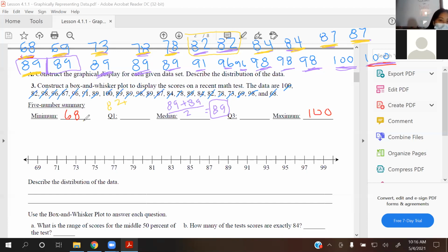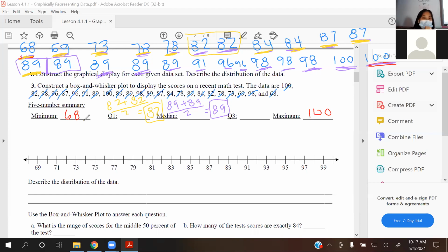82 plus 82 divided by 2, and then you get 82. Sometimes they'll be different, but since 82 and 82 are the same number, when you add them together and divide by 2, you're just gonna get the same number again. Sometimes they'll be different numbers, but this time it wasn't.